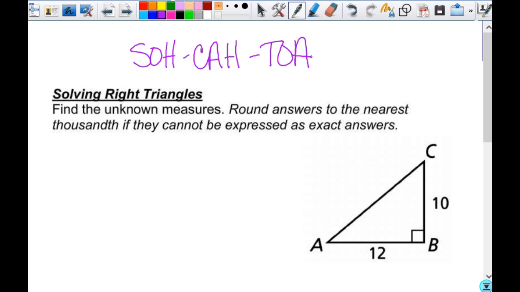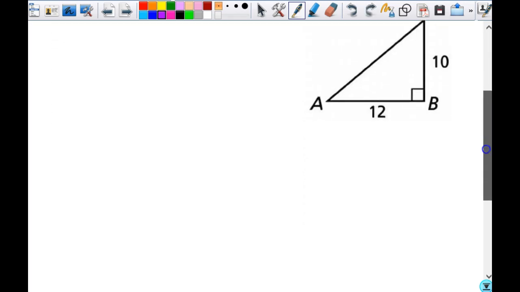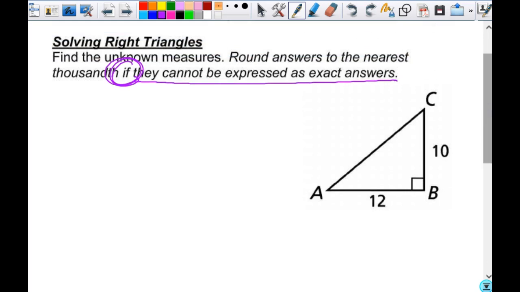Even though we did side lengths yesterday, we're going to do side lengths a little bit today, but not a whole ton of it. And read these directions. It says, round the answers to the nearest thousandth if they cannot be expressed as exact answers. So if they can be expressed as exact answers, then it needs to be. Like yesterday, we found cosine of 30 and sine of 60, and it was square root of 3 over 2, but one of them was a decimal. So it can be represented both ways, but I would need to have that one exact. If it can be exact, it needs to be exact. So make sure we're paying attention to that.